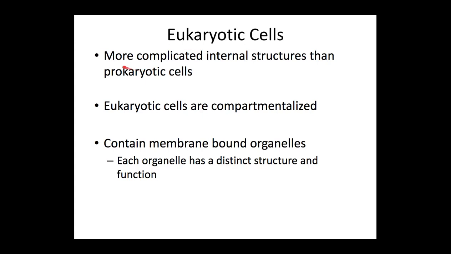Eukaryotic cells. Eukaryotic cells are thought of as having more complicated and complex internal structures and physiology in comparison to prokaryotic cells. This is due to the fact that eukaryotic cells are compartmentalized, and all of the organelles in eukaryotic cells are also membrane bound. And all of the organelles within eukaryotic cells, similar to prokaryotic cells, have distinct structures and functions.